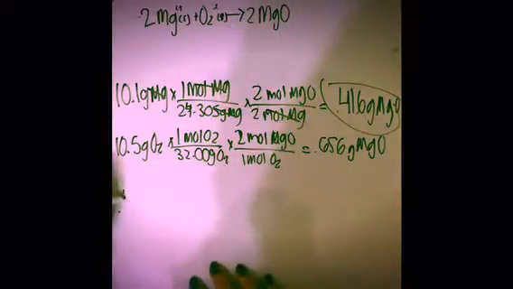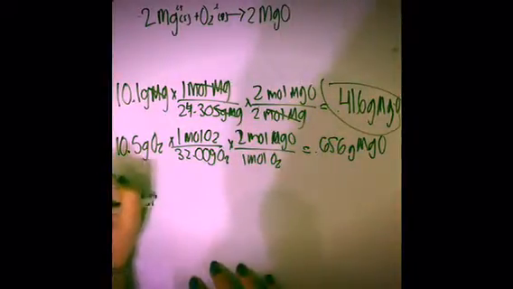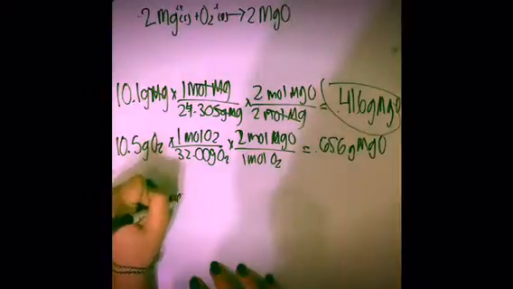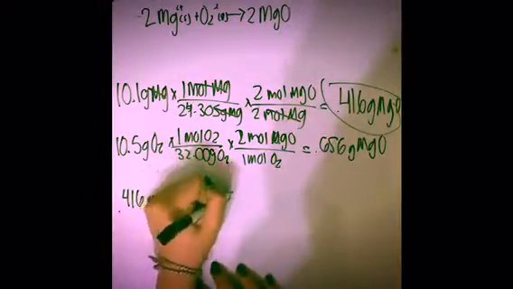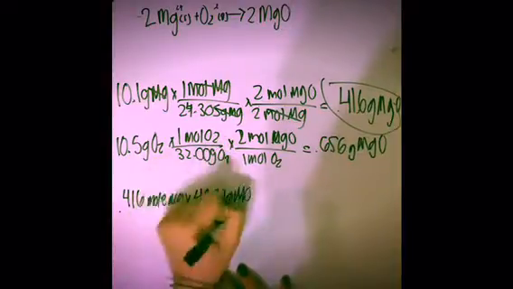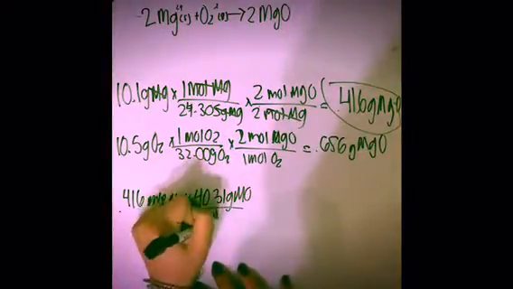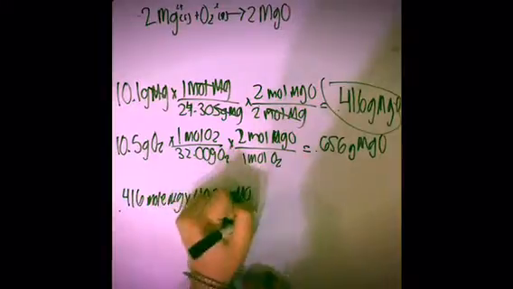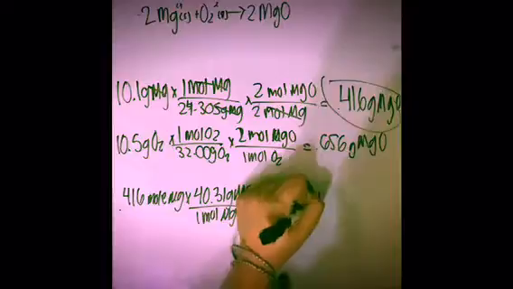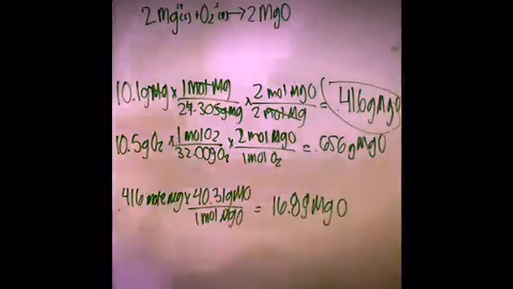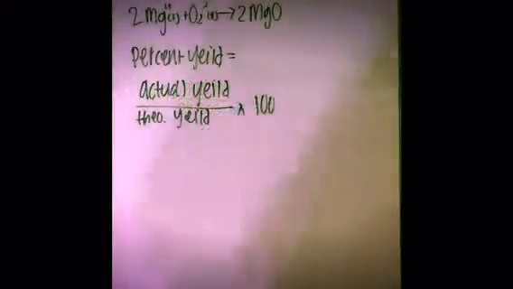But the problem is asking for the reaction in grams, not moles. So we would have to convert this to grams of MgO. You set this up, you take the limiting reactant, which is 0.416 moles of Mg, and you multiply it by the molar mass of MgO, which is 40.31, and you put that over 1 mole of MgO. And your answer would be 16.8 grams of MgO.